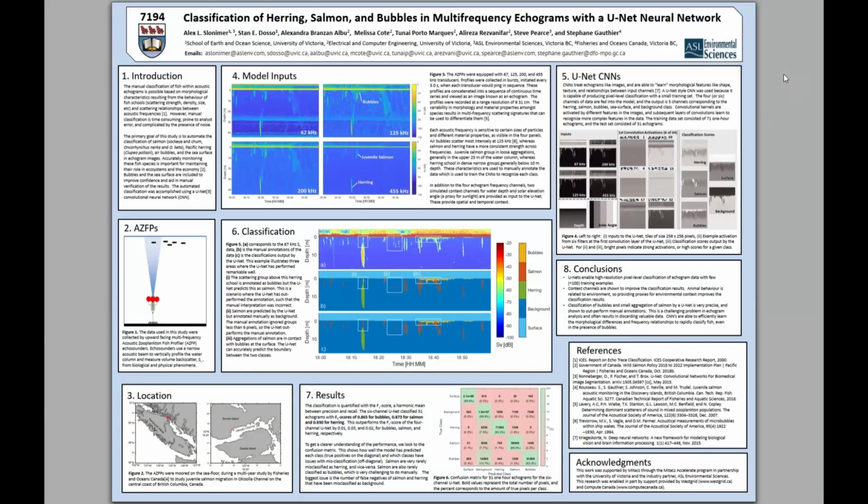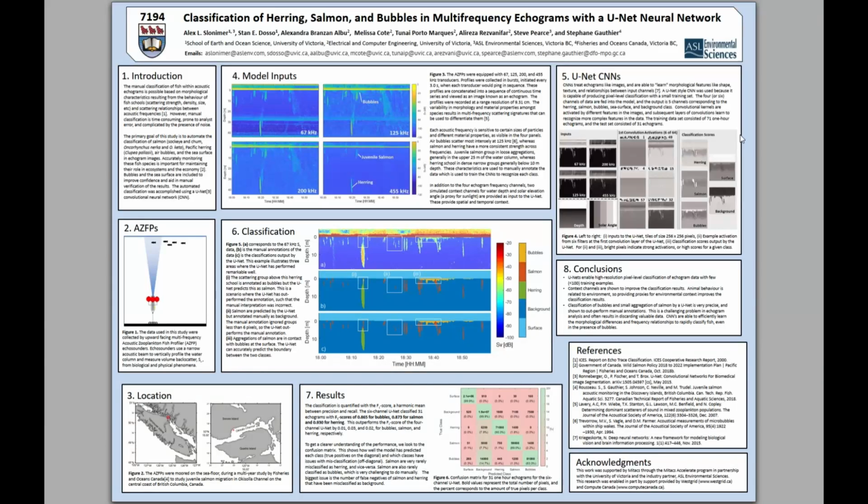So after training, the UNet is able to accurately classify all 3 classes. And we can see examples of this in the white bounding boxes in the central figure. Salmon and bubbles are accurately differentiated even when right adjacent to each other. Salmon and herring are very rarely misidentified as the other species, only 2% of the time, and herring are never misidentified as bubbles.